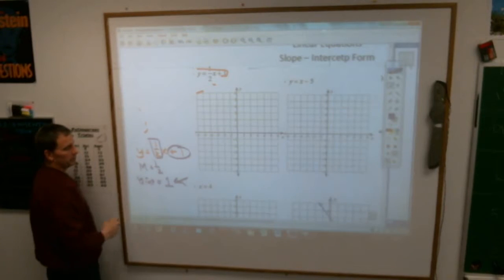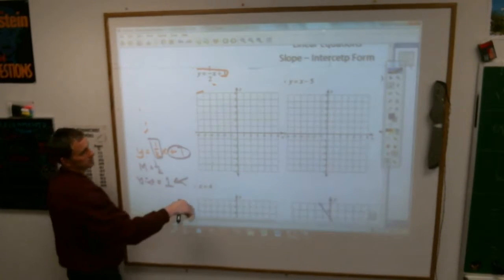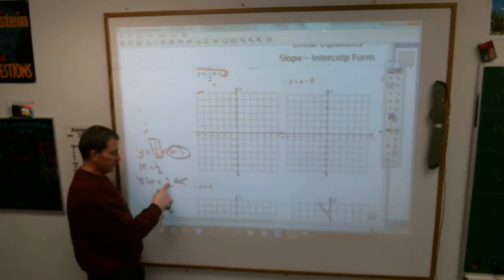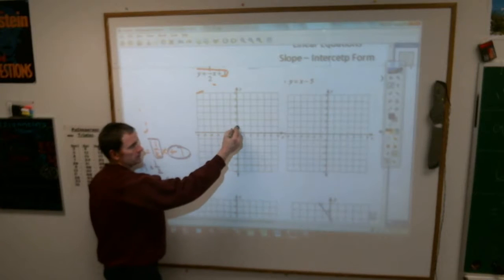This number 1 right here, and what do I do? I put a point where? Which is where? 1. Yeah, that's the y-axis. It's always going to be the y-axis you're going to put your point at. It crosses the y-axis here at 1.